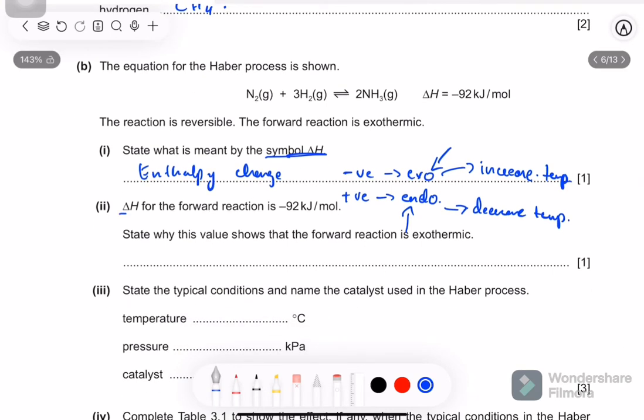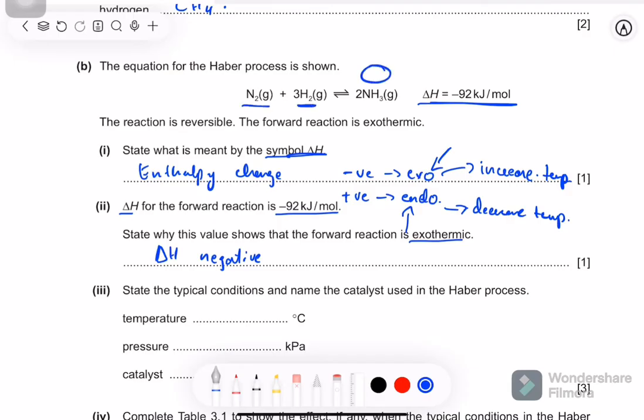Now the enthalpy change for the forward reaction is -92, also told over here. State why this value shows that the forward reaction is exothermic. Because the enthalpy change is negative. Enthalpy change basically means energy in minus energy out. So when the energy released by the bond formation is more than the energy needed for bond breaking, then the reaction is exothermic.